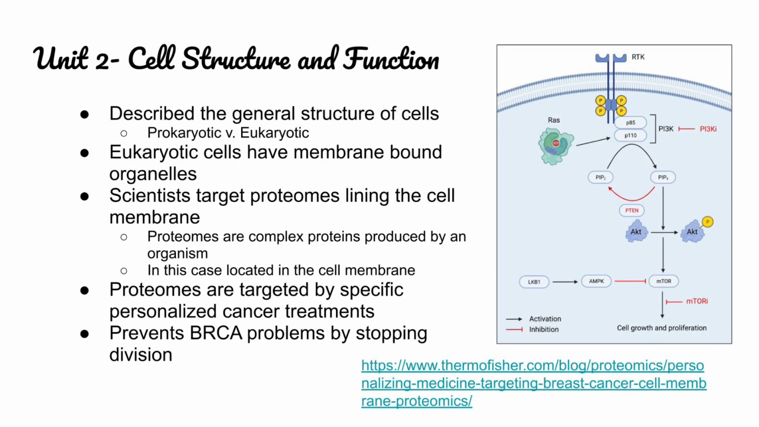Unit 2 describes the general structure of cells, including the major differences between prokaryotic and eukaryotic cells, one of which being that eukaryotic cells have membrane-bound organelles.